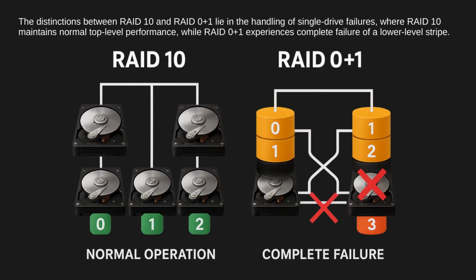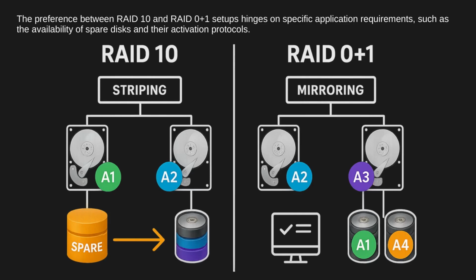The distinctions between RAID 10 and RAID 0+1 lie in the handling of single drive failures, where RAID 10 maintains normal top-level performance, while RAID 0+1 experiences complete failure of a lower-level stripe. The preference between RAID 10 and RAID 0+1 setups hinges on specific application requirements, such as the availability of spare disks and their activation protocols.